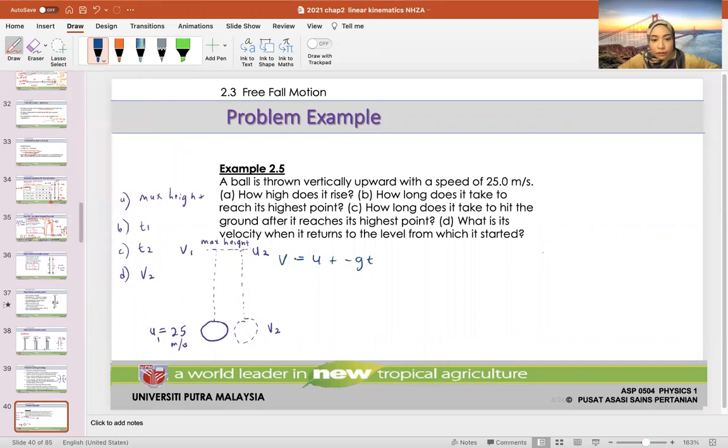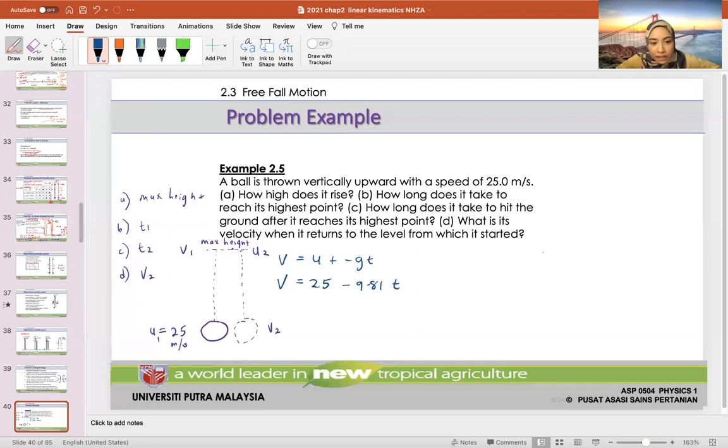So what is the value for my U? Untuk cari maximum height ni. 25. Okay, so G kita tahu 9.81 and then T we don't know. V pun kita tahu ke tak? Tak. Is it V1 or V2 here? 0. 0, right? Yeah, okay, so you guys are getting it.